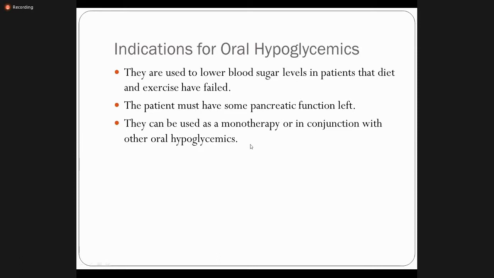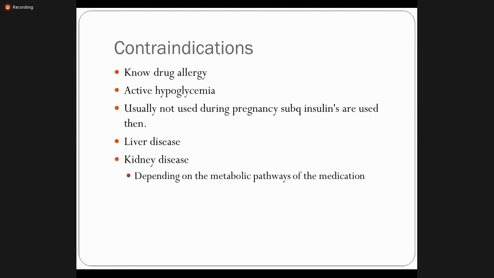So at least we can use 3 or 4 different groups to control the blood sugar level. But in spite of that, if the sugar level is not maintained, ultimately we'll have to switch the patient to insulin. This is an important point. So what are the contraindications of oral anti-diabetic drugs?